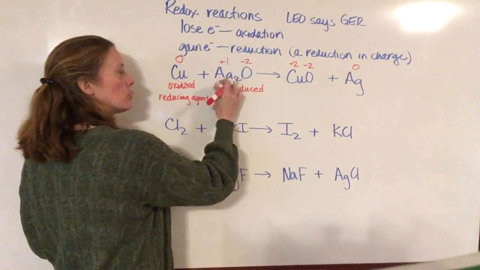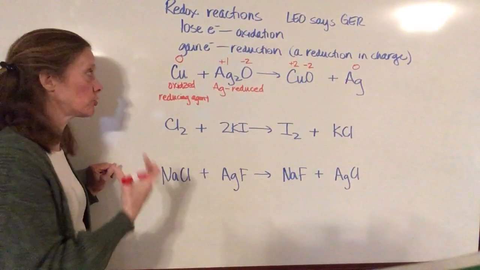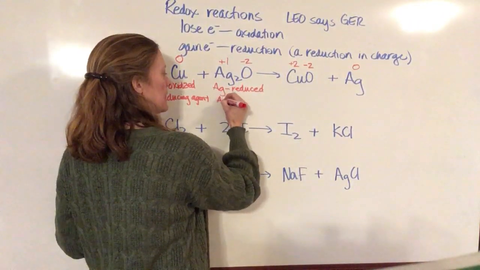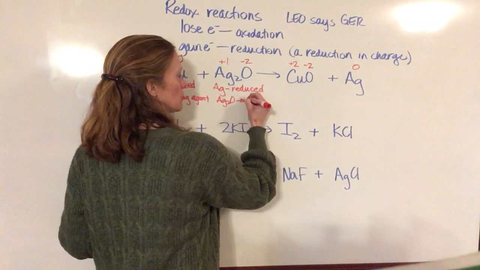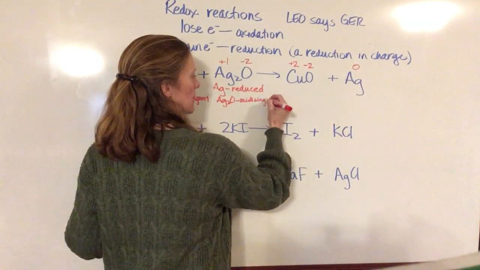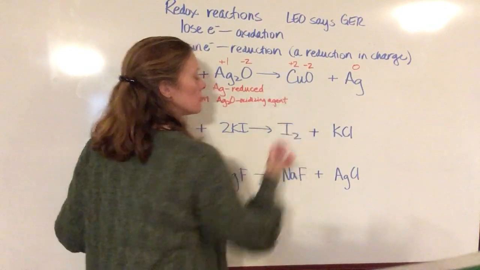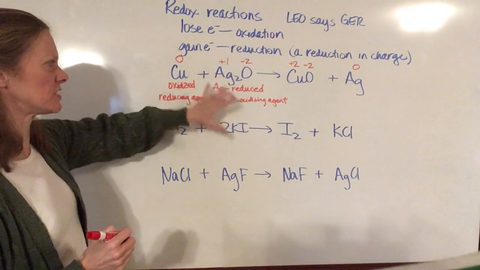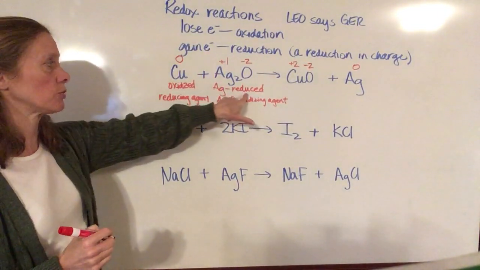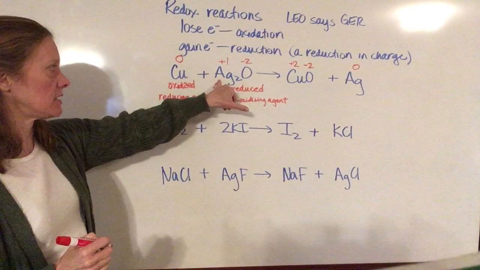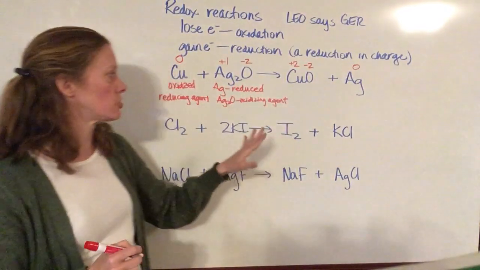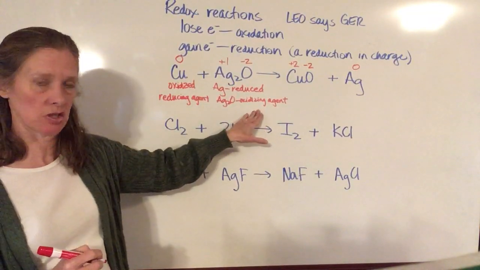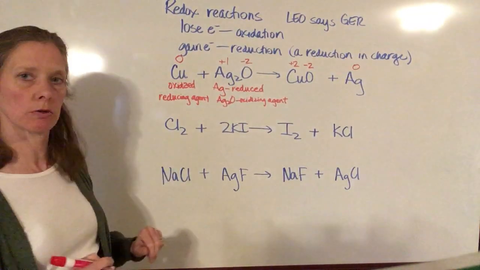Okay, so what was oxidized is classified as the reducing agent. After all, the silver wouldn't be reduced if the copper weren't here to provide the electrons for it. And so therefore, the Ag2O is considered the oxidizing agent. Notice the difference here. The silver was actually reduced because it's the element that changed its oxidation number, but the silver oxide as a whole is considered the oxidizing agent. So you want to make sure that you differentiate between those two.